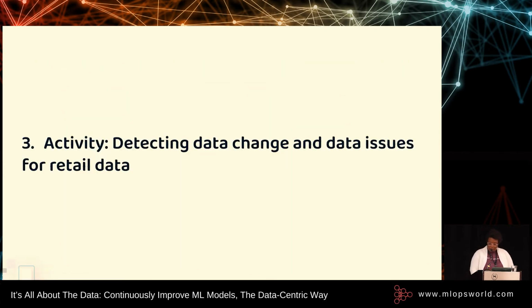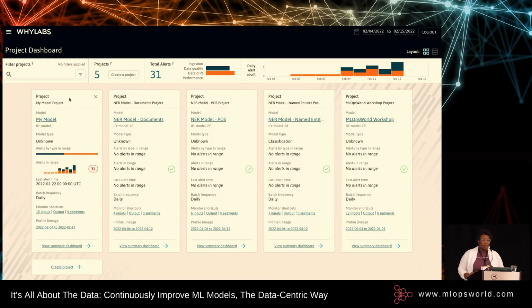Okay, so now I want to jump to our activity here, and I want to do a bit of a preview. So let me get out of my slide. Okay, this is the WhyLabs AI Observability Platform. And what you'll see here is a number of projects that I have with some data in it. They're at different times, so this is why they don't seem to all have data in them. But let's look at our model here.